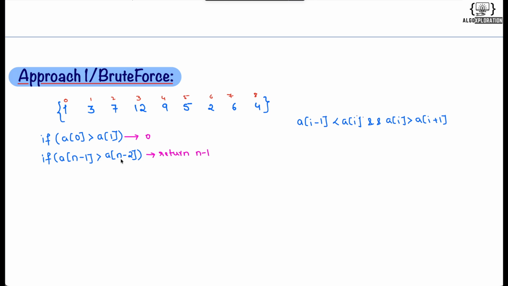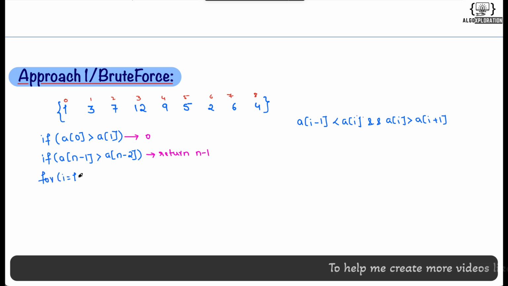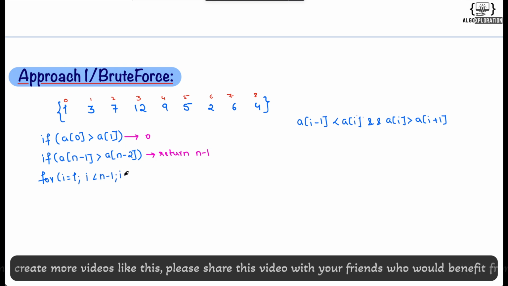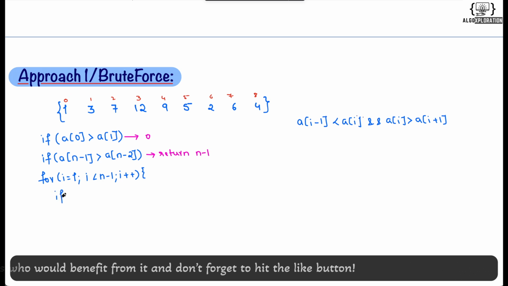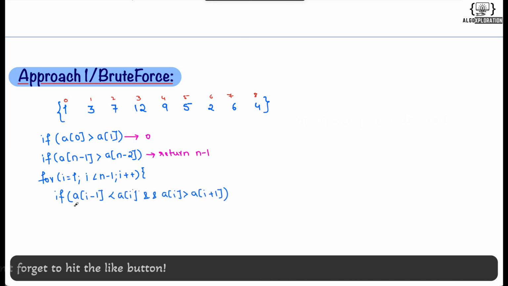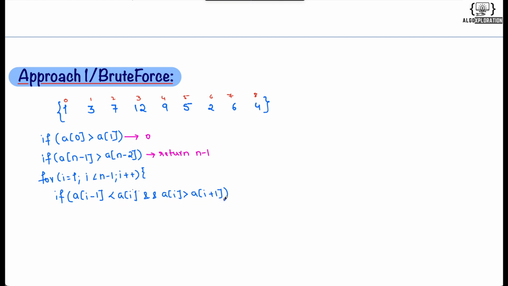Now we will be having one simple for loop in which i will be starting from 1, i will be less than n minus 1, i plus plus. Now we are going to have this case: if a of i minus 1 is lesser than a of i and a of i is greater than a of i plus 1, we can simply return i. And that's it. We are done.